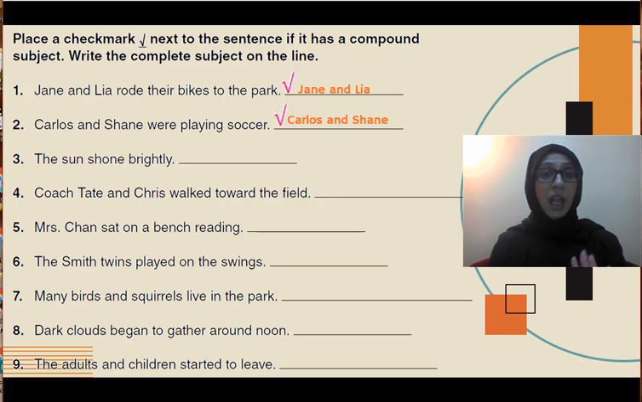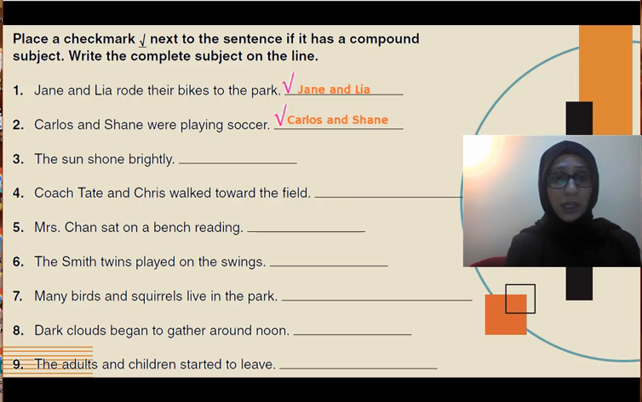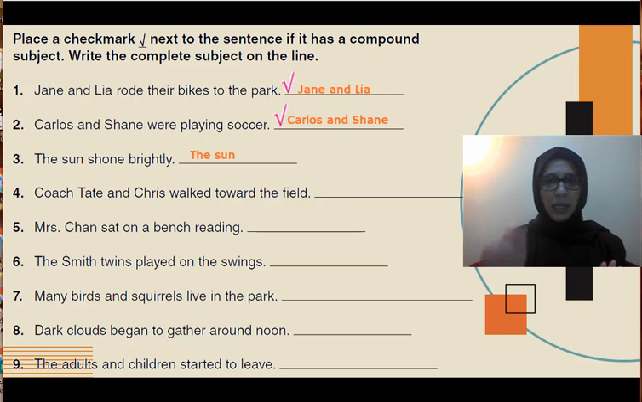Number 3, the sun shone brightly. The sun. So do I have here 2 subjects? No, I'm talking about only the sun, only one thing. So this is the sun. I do not put a check mark.